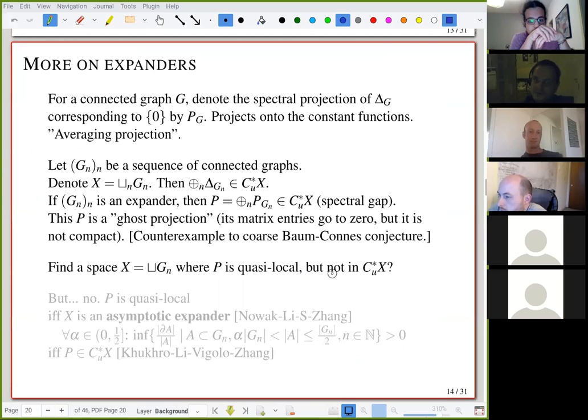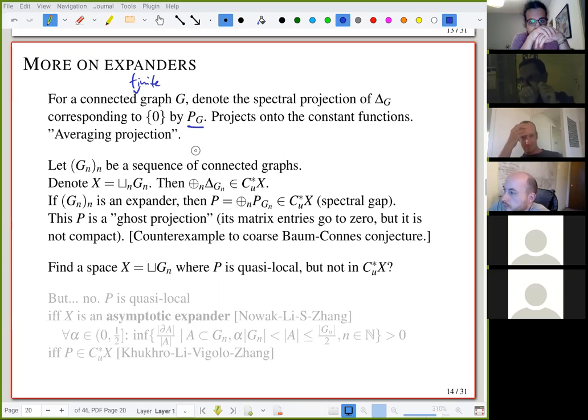Okay, so can we use this somehow to get some interesting elements, interesting operators, somewhere in some Roe algebra? So the classical construction goes like this. Take a connected and finite graph, and denote the spectral projection of the Laplacian Δ_G corresponding to the eigenvalue 0 by P_G. So this is just notation.